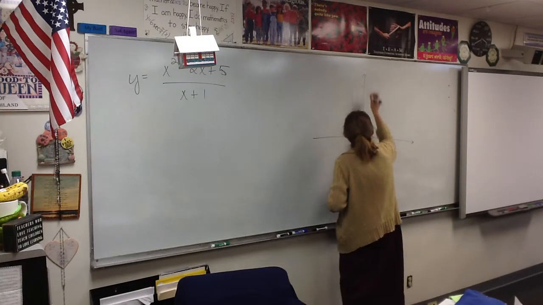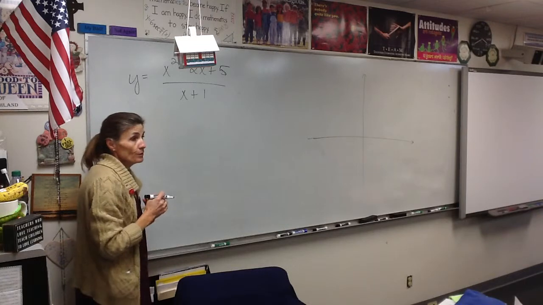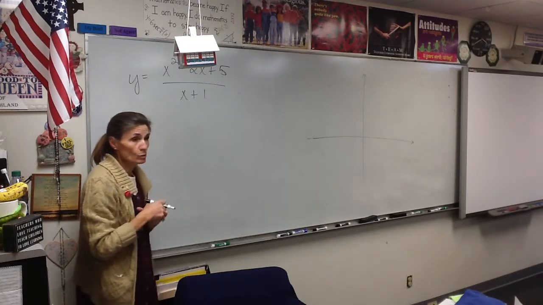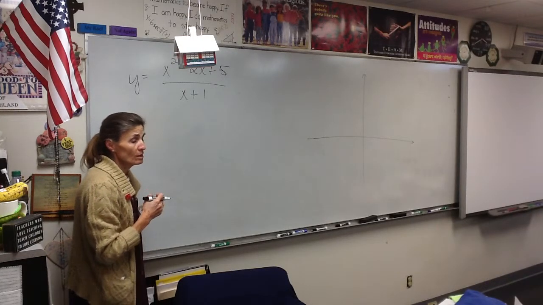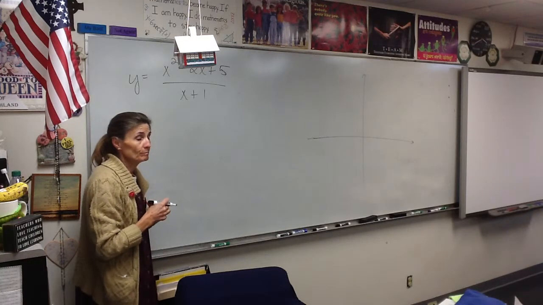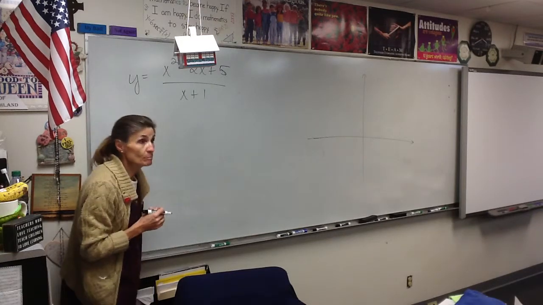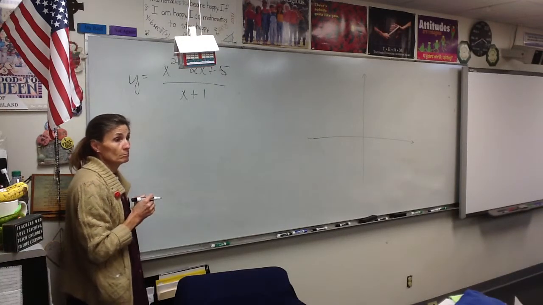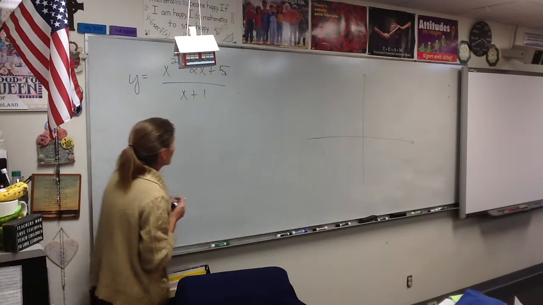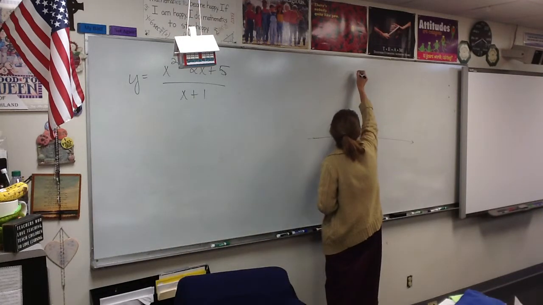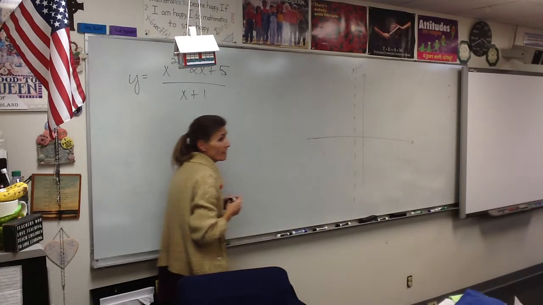Is this going to have any holes in it? No, because how do you get holes? You cross things out, and if you can't factor, you're not going to be able to cross anything out, right? Okay. Does it have any asymptotes? Well, it definitely has a vertical asymptote, doesn't it? Its vertical asymptote is at x equals -1.